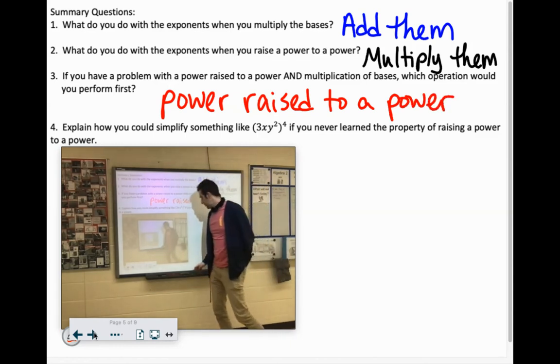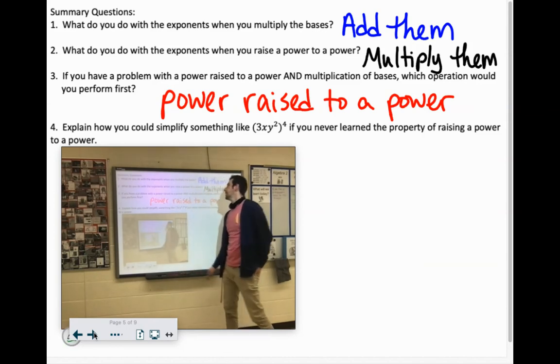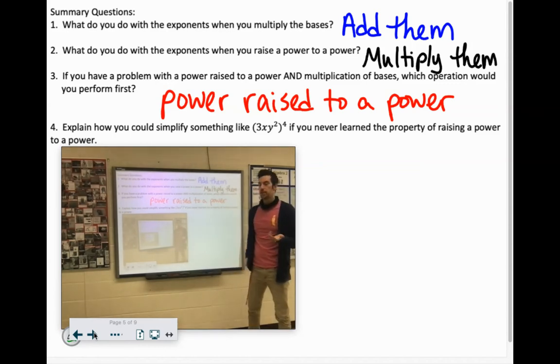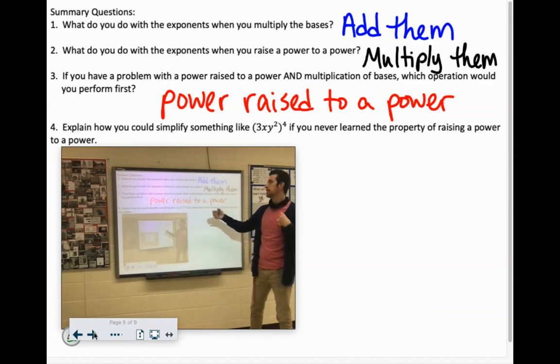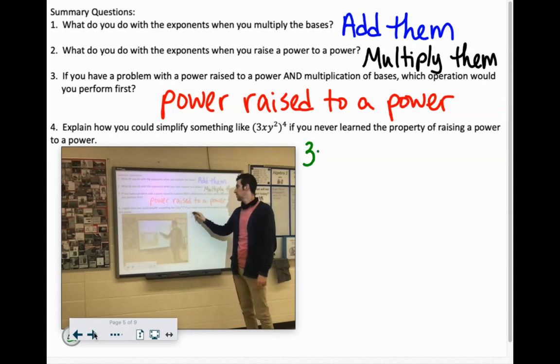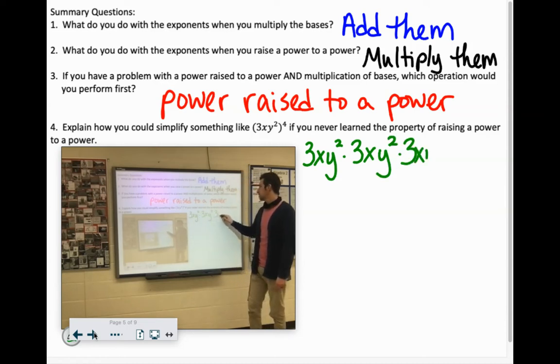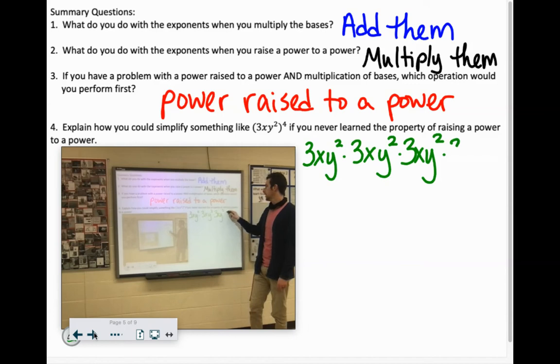Explain how you could simplify something like 3xy squared to the 4th if you've never learned the property of raising a power to a power. You could stretch it out. So you could rewrite 3xy to the 2nd power 4 times: 3xy to the 2nd times 3xy to the 2nd times 3xy to the 2nd times 3xy to the 2nd.